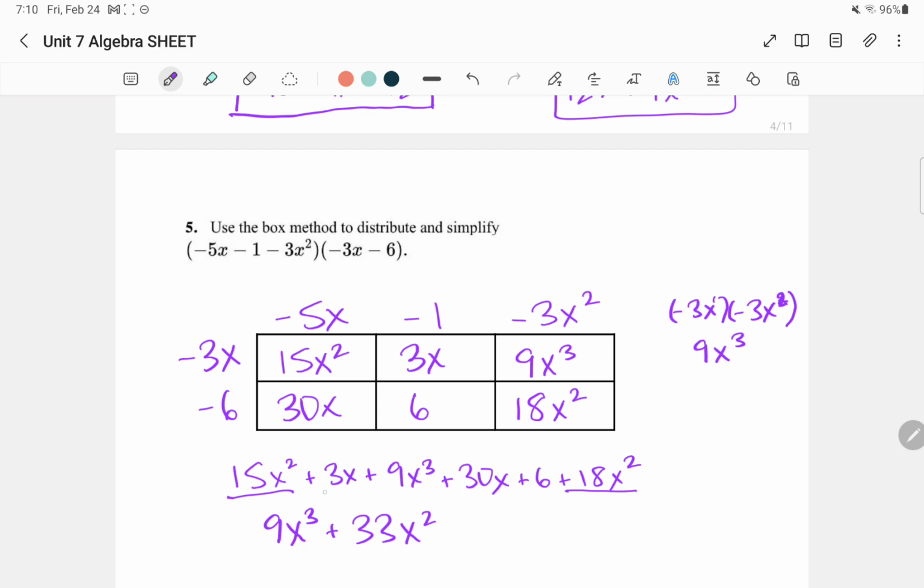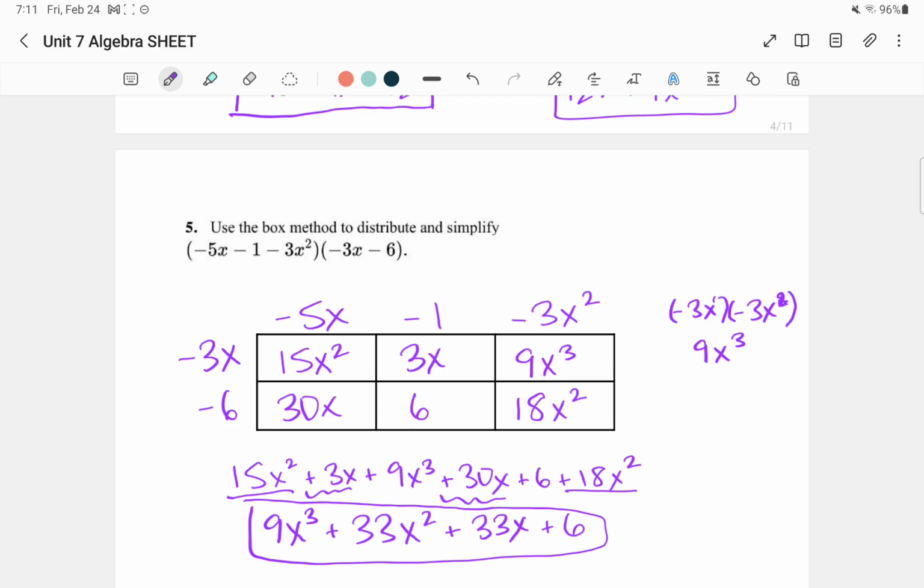So now I have my x. So 3x and 30x is also 33. So 33x. And then the 6 is alone, so just plus 6. And that is my final answer. I've multiplied. I brought all of the boxes down so I could combine like terms. And then once I can't combine anymore, I have my final answer.